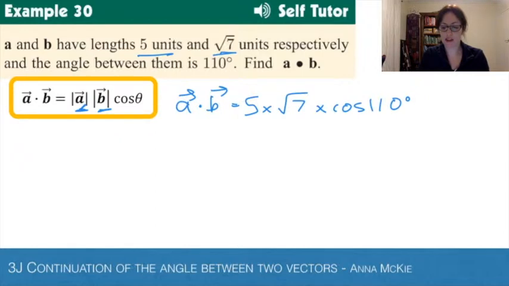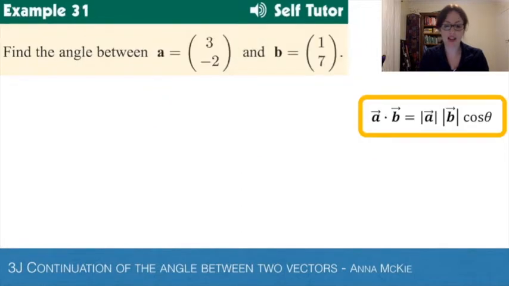The fact that cos is of an obtuse angle, greater than 90, what answer should we expect for this? A negative answer. And if you substitute that into your calculator, you get negative 4.525, a negative answer as expected.